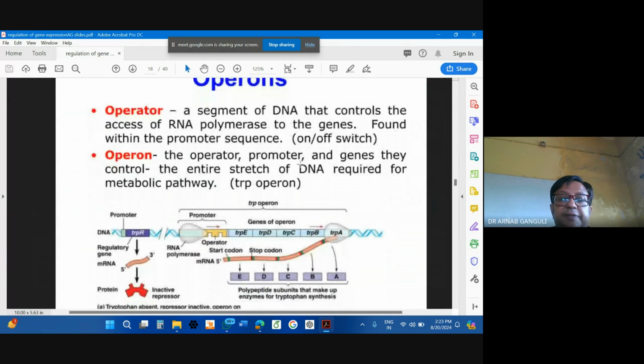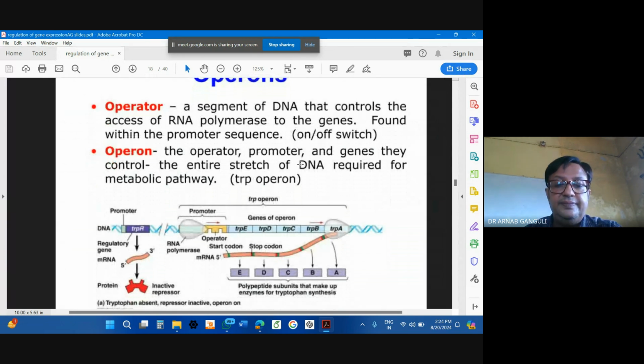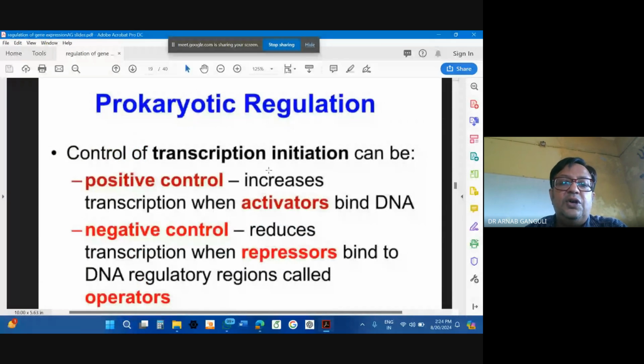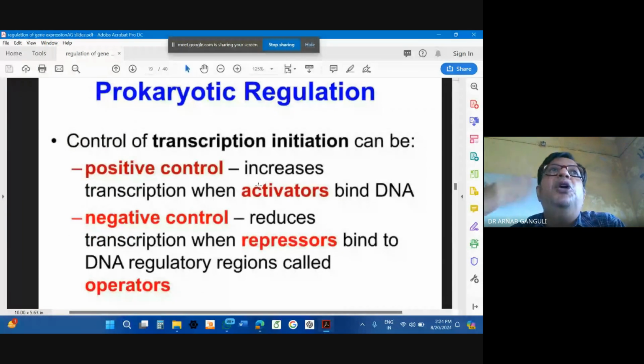Now we come to operon. ये tryptophan operon है. You have studied tryptophan operon, you have studied lac operon. When lactose is in the media, the 3 genes for lactose metabolism are transcribed. When lactose is not in the media, it is shut down. You have a sequence known as promoter operator. So tryptophan is positive control, and lac is negative control.